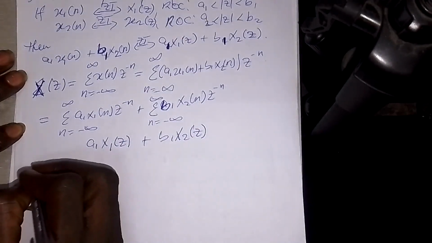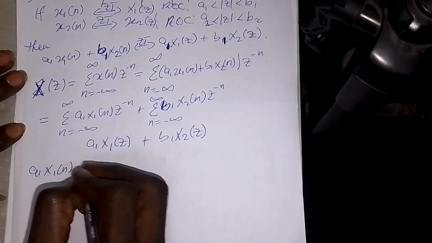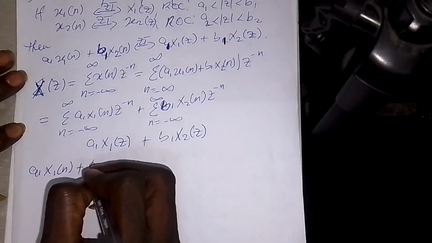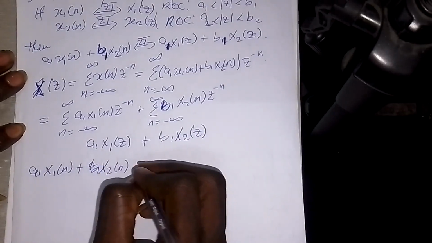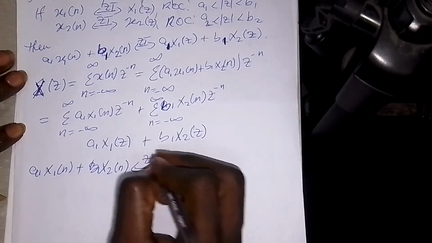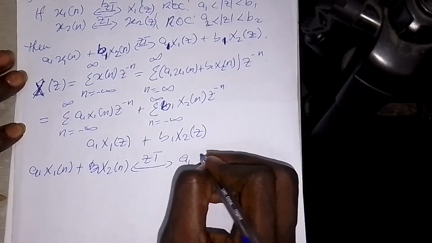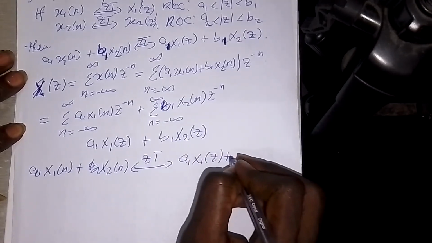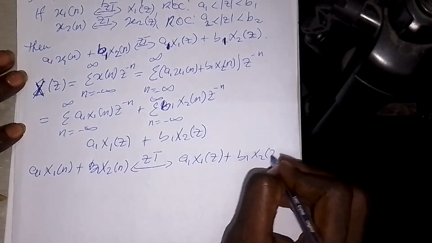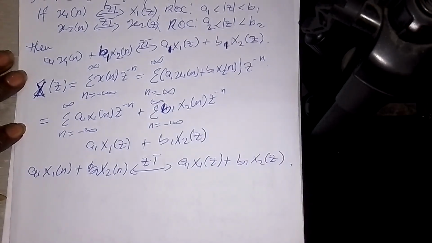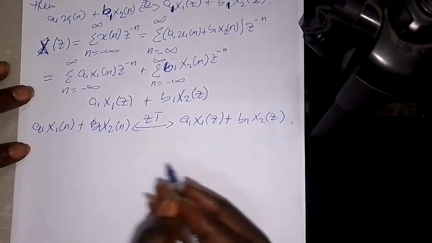So now what I can say is that A1 x1 of n plus B1 x2 of n is going to have a Z transform of A1 X1 of Z plus B1 X2 of Z. So it's proven. Okay, let's go to the second one.